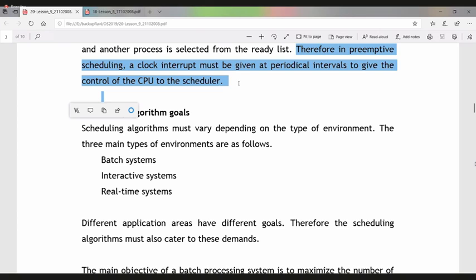Then to decide this, how long, is also another decision. Okay.